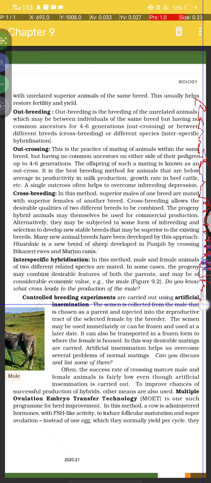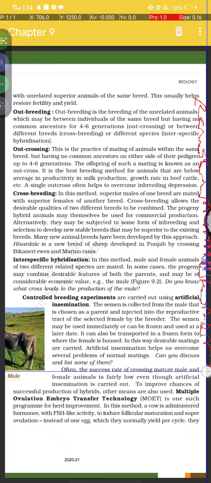Controlled breeding experiments are carried out using artificial insemination, in which the semen is collected from the male chosen as parent and injected into the reproductive tract of the female selected by the breeders. The semen may be used immediately or can be frozen and used at a later date, and it can also be transported in frozen form to where the females are housed, and in this way desirable matings are carried out. Artificial insemination helps us to overcome several problems of normal mating. Can you discuss and list them?